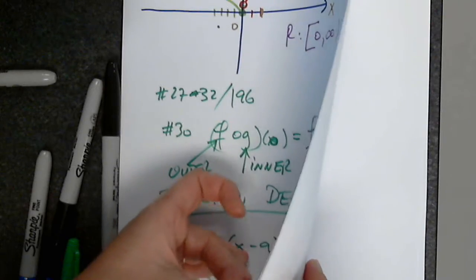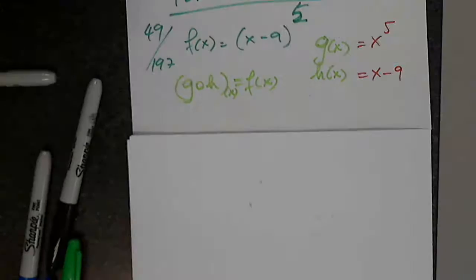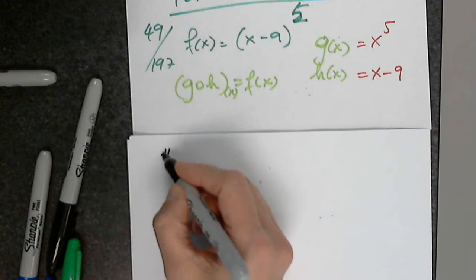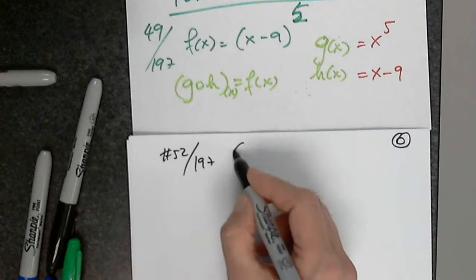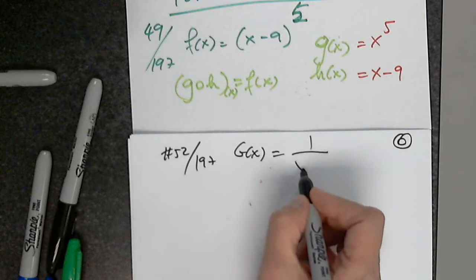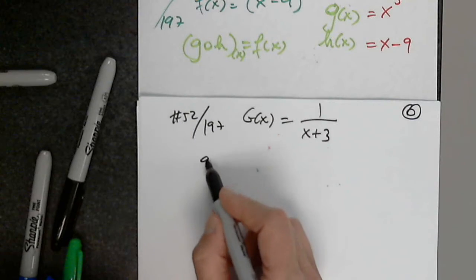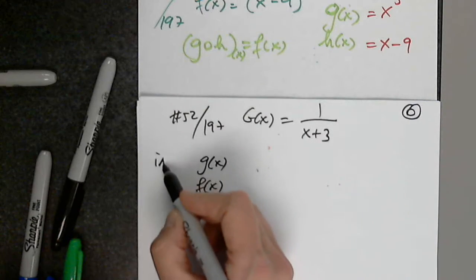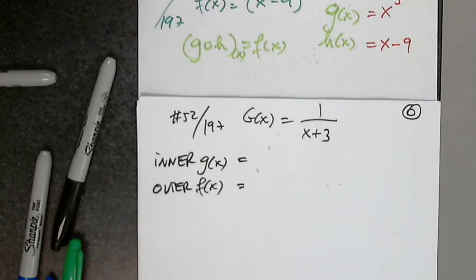Can we just do another one? Yes. Okay, still on page 197. Let's say problem 52. G of x equals 1 divided by x plus 3. We want an inner function, let's call it little g, and an outer function, let's call it f. So inner, outer. Okay, ready? Can anyone give us the inner function?